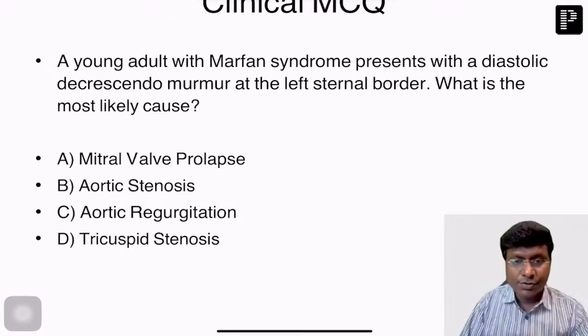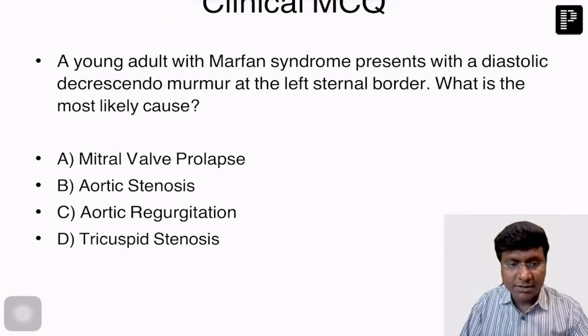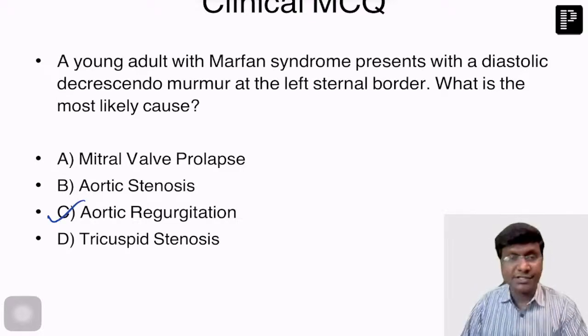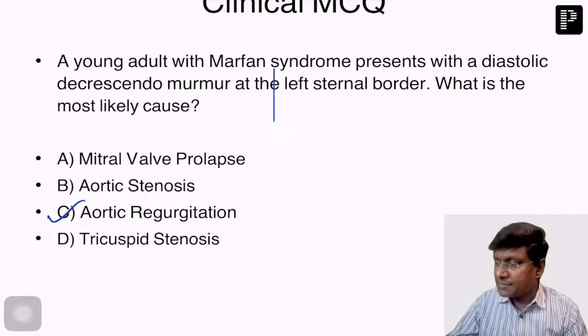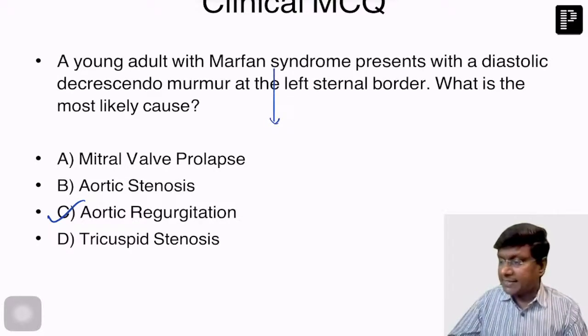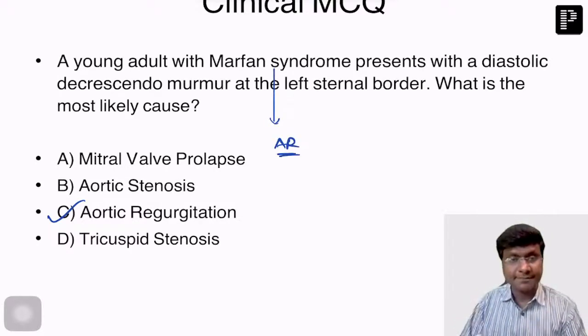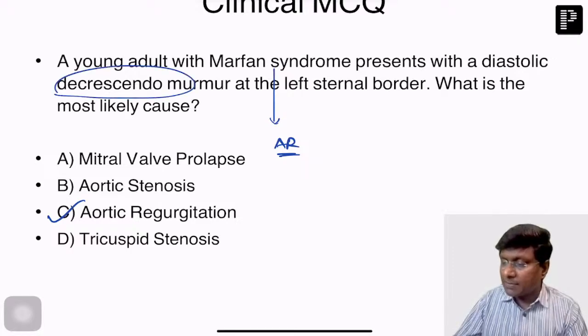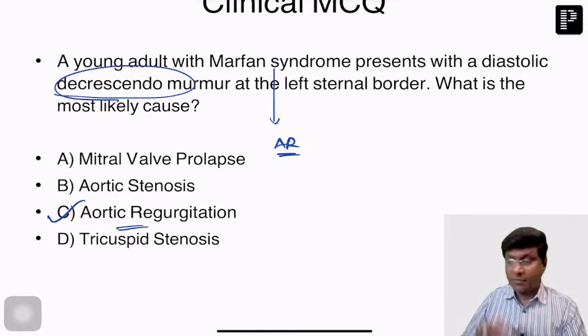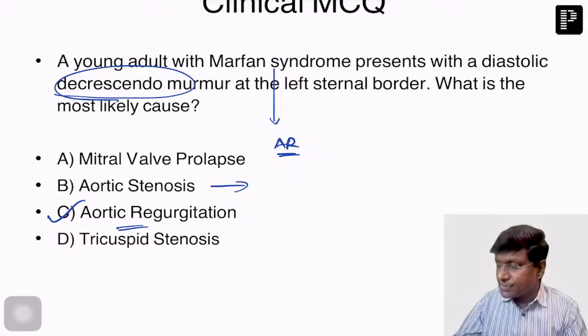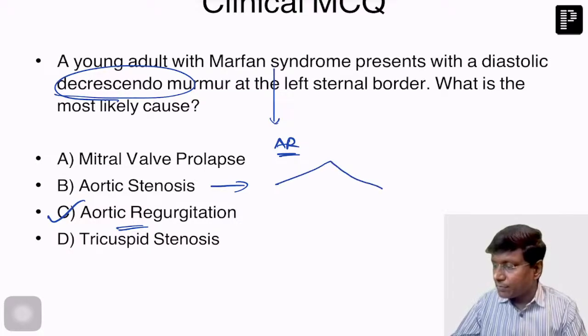Next. A young adult with Marfan syndrome presents with a diastolic decrescendo murmur at the left sternal border. What is the most likely cause? Yeah, so it is aortic regurgitation. See, patients with Marfan's have a connective tissue disorder, and that can make the individual develop AR. And it's a decrescendo murmur which is heard in AR, whereas in aortic stenosis, it is crescendo decrescendo.